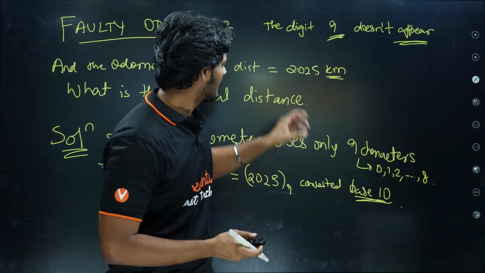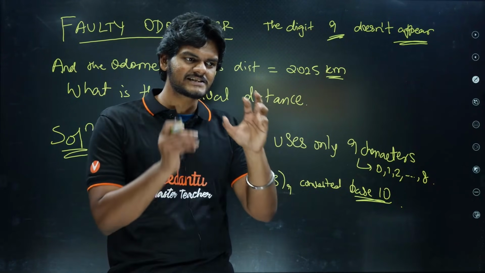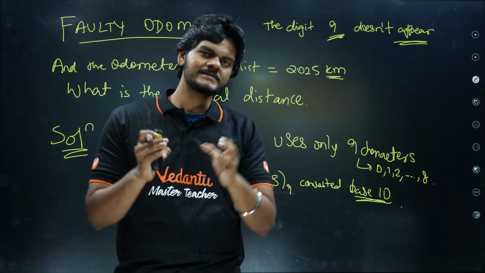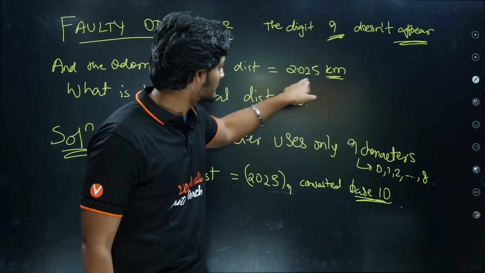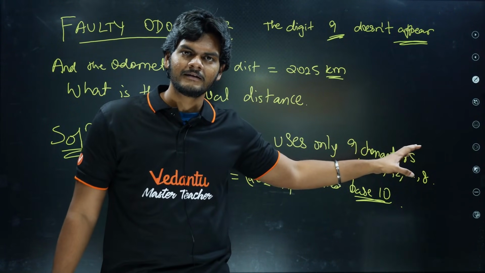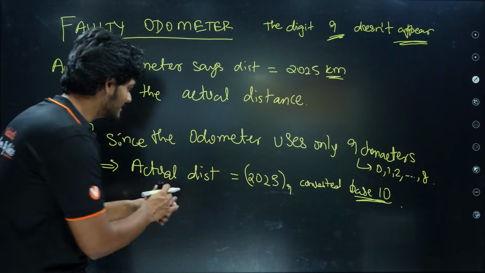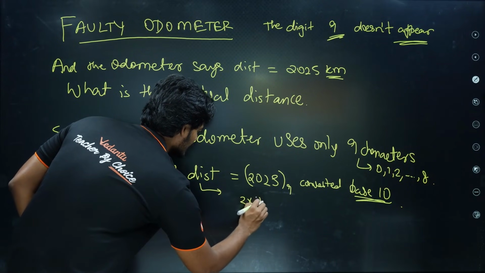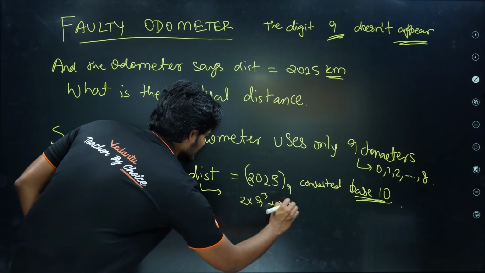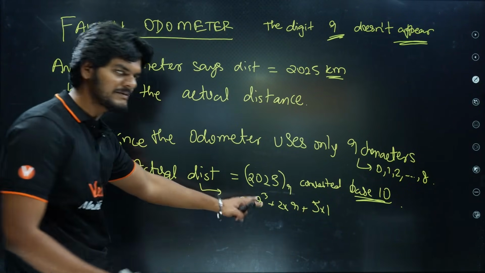And here it is not a number itself, it is just a representation. Numbers are actually representation, it does not measure exactly. So this is not actual measurement. This is just a representation of a measurement, which is this. What is the actual measurement? So actual measurement is 2 into 9 cube plus 2 into 9 plus 5 into 1. This is the actual measurement.